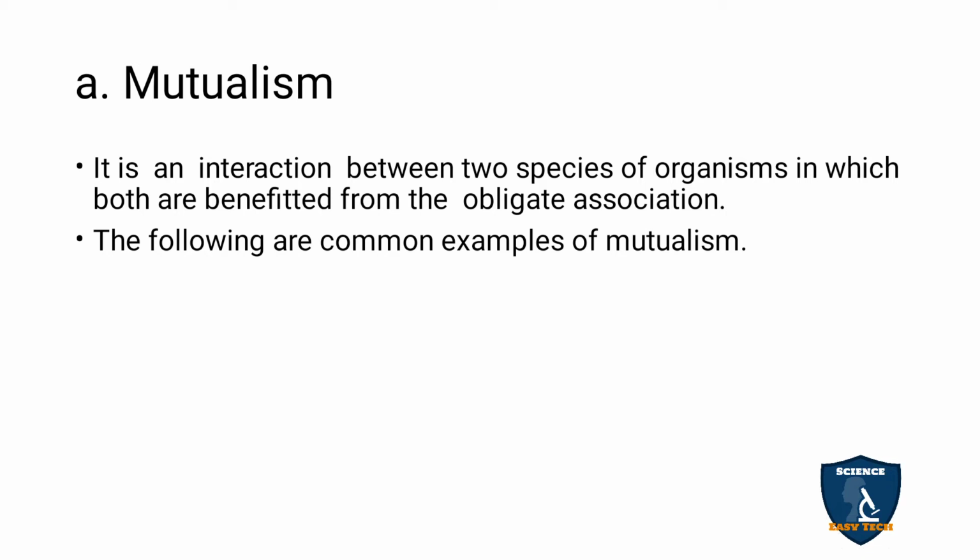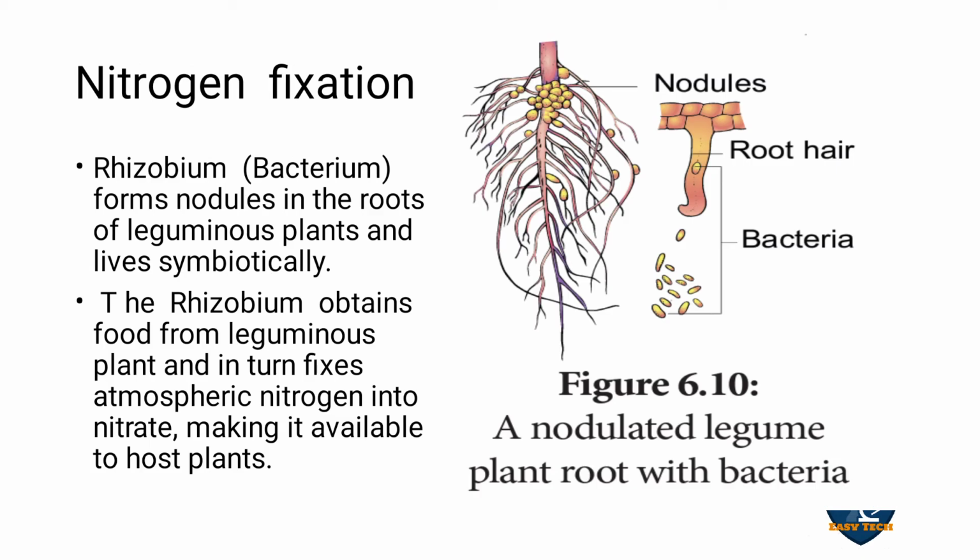There are common examples. You can see the nitrogen fixing bacteria. This is a leguminous plant. Here in the leguminous plant you can see the root nodules. In the root nodules the Rhizobium bacteria is living, which is denoted by the pink colored structure inside the root nodule. This bacteria fixes the atmospheric nitrogen and gives it to the plant. From the plant the bacteria take shelter and food. So that is the example.